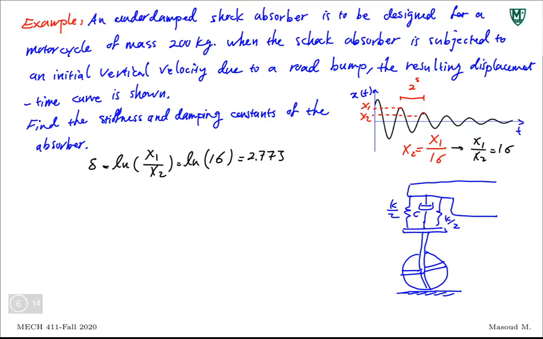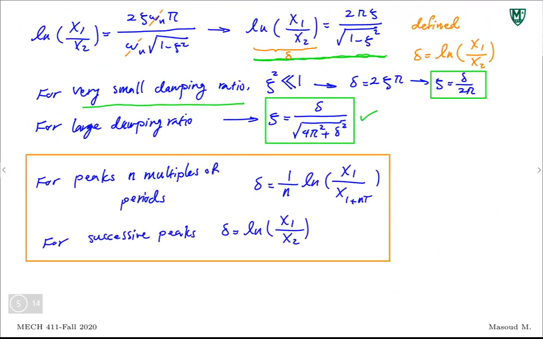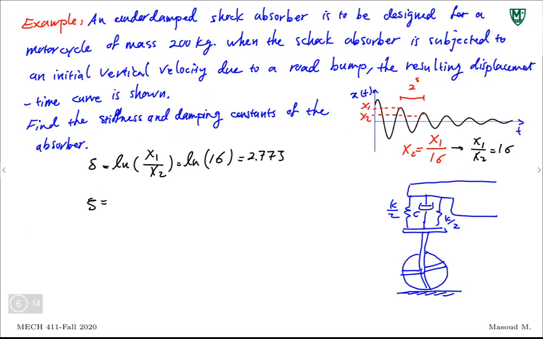Well, now I have delta. Pretty much use the relationship or equation I introduced. Zeta is equal to delta over the square root of 4 pi squared plus delta squared. If you do this math, just plug in delta, not that complicated a process. It'll give you 0.40.